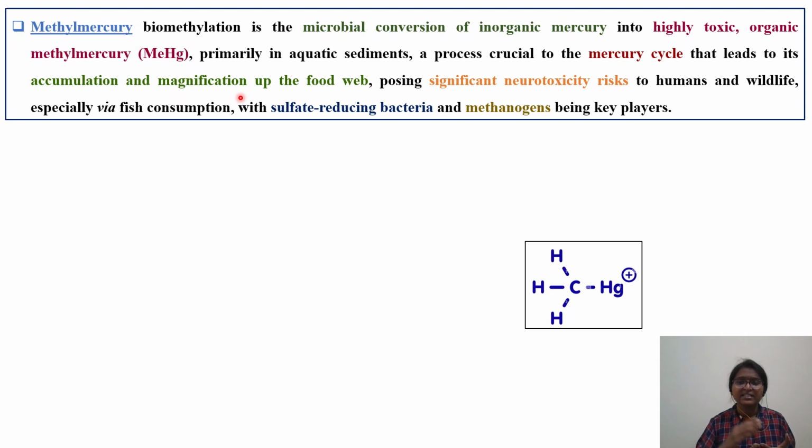As you go up the food chain, the concentration of methyl mercury keeps increasing, posing a significant neurotoxicity risk. Those high up in the food chain will have CNS toxicity. The risk is to humans as well as wildlife and higher animals, especially via fish consumption, with sulfate-reducing bacteria and methanogens being the key players. There are also certain physical and pH conditions that favor the transformation of inorganic mercury to methyl mercury.